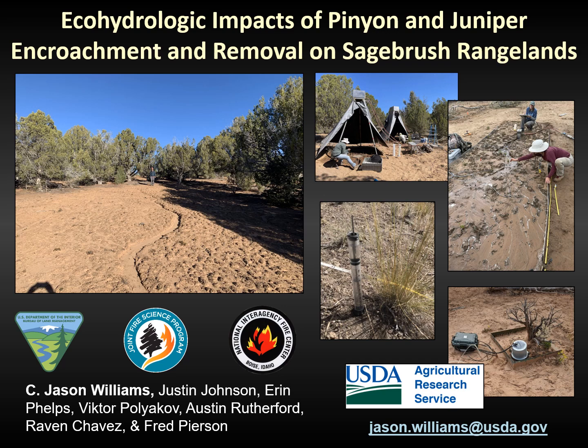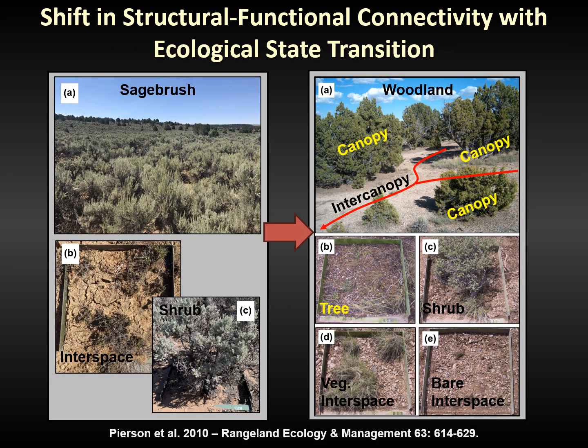I have a number of co-authors acknowledged here, most of which are with or were with the USDA-Agricultural Research Service when we did this work, and also Raven Chavez from the BLM, our collaborator on the Grand Staircase-Escalante National Monument studies. The photos here show the typical structure of a sagebrush rangeland and pinyon juniper or PJ woodland.